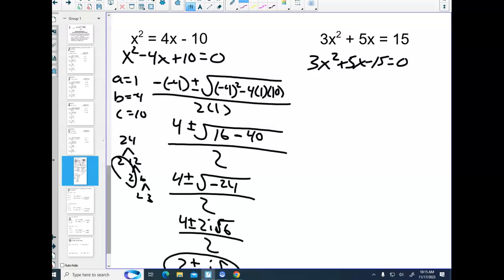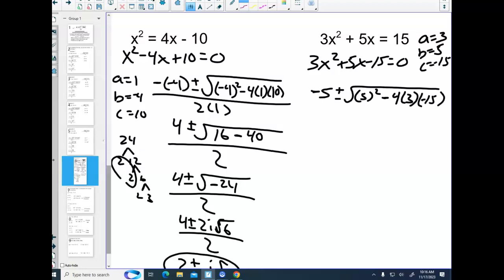If I take a look at the second one, I'm simply moving the 15 over. And now I can begin doing quadratic formula. A equals 3, B equals 5, and C equals -15. Now this works out very nicely in this sense. -5 plus or minus the square root of 5 squared minus 4 times 3 times -15, over 2 times 1.